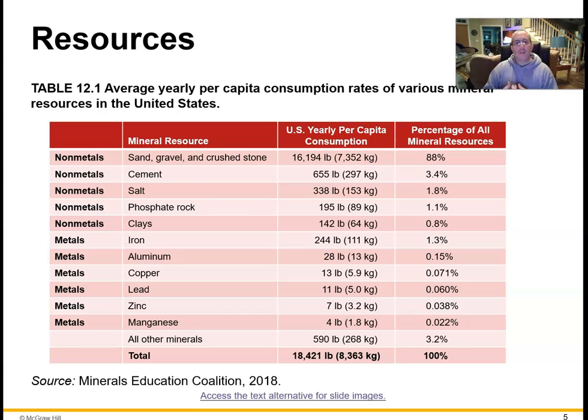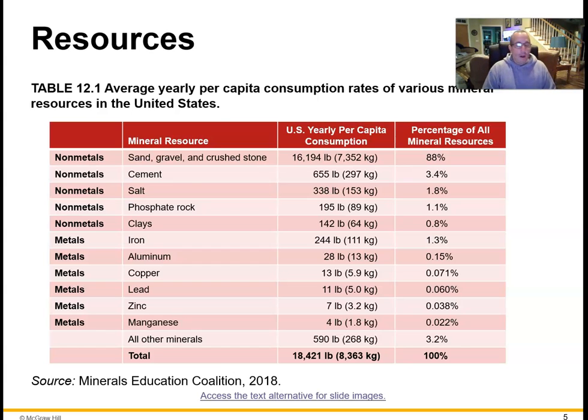So you might look at this sheet, and you can say, okay, so it says sand, gravel, and crushed stone. And the average person in the United States uses 16,000 pounds of this a year. You might think, okay, well, I've used none of that. That's not what that means. It doesn't mean you personally.